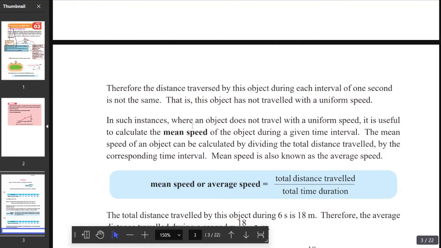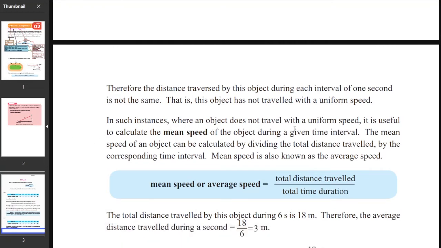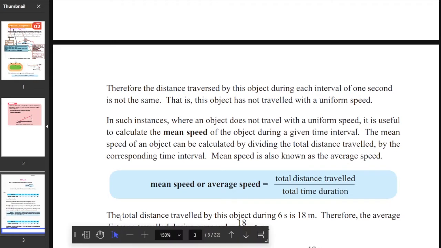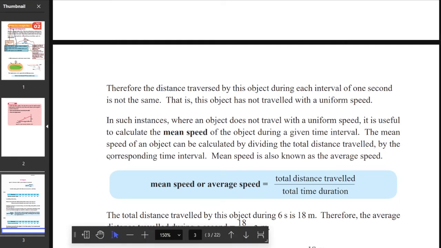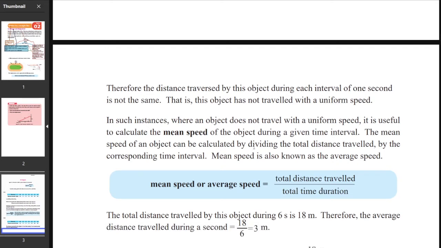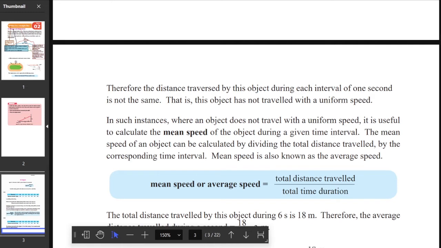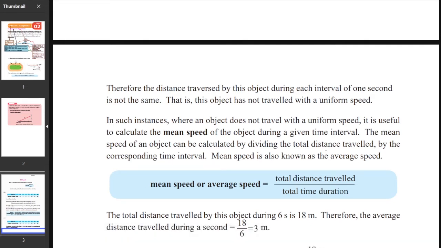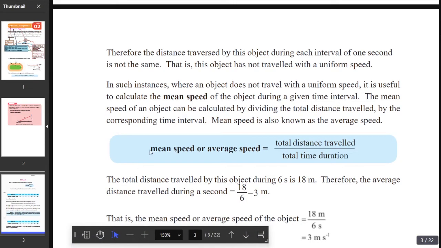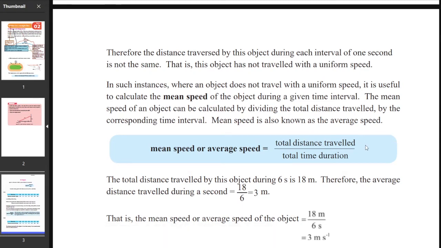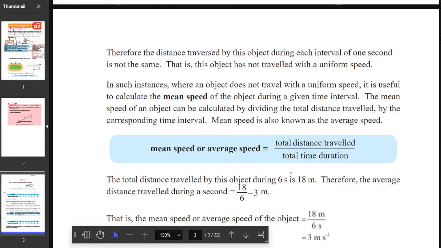Okay. In these instances where an object does not travel with a uniform speed, it is useful to calculate the mean speed of the object during a given time interval. The mean speed of an object can be calculated by dividing the total distance traveled by the corresponding time interval. Mean speed is also known as the average speed. So how to calculate the mean speed? Total distance divided by the total time.